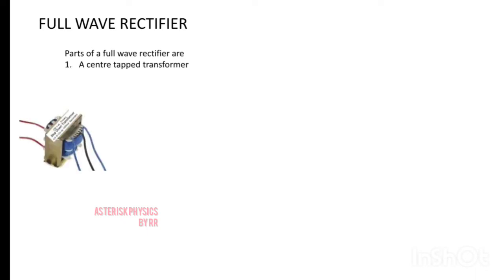Here you can see the picture of a center tapped transformer, where you have a primary coil and a secondary coil. Here the primary coil consists of 2 terminals, whereas the secondary coil has 3 terminals. This is how we can differentiate an ordinary transformer and a center tap transformer. In an ordinary transformer, at the output you will see only 2 terminals, whereas in the center tap transformer, you can see 3 terminals at the output side.